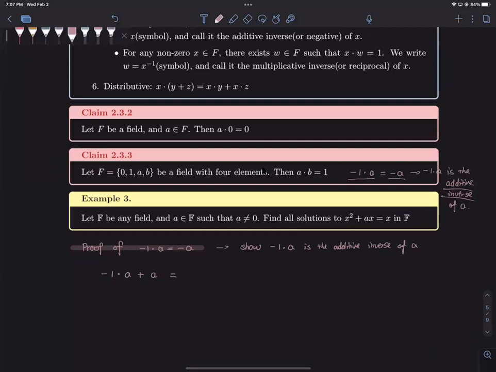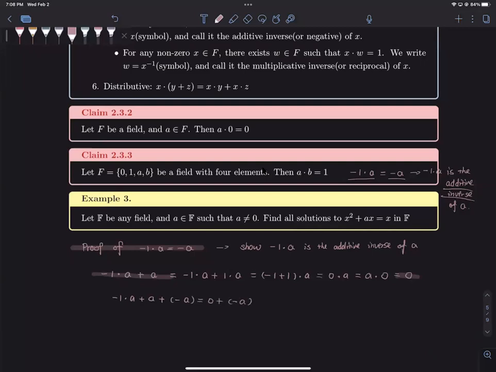So add them together. What can we do? This is the same thing like this. And we use distribution. So that's -1 plus 1 times A, which is 0 times A, which is A times 0, which is 0. So I showed that the sum is 0. So it's an additive inverse, or you can just add negative A on both sides.